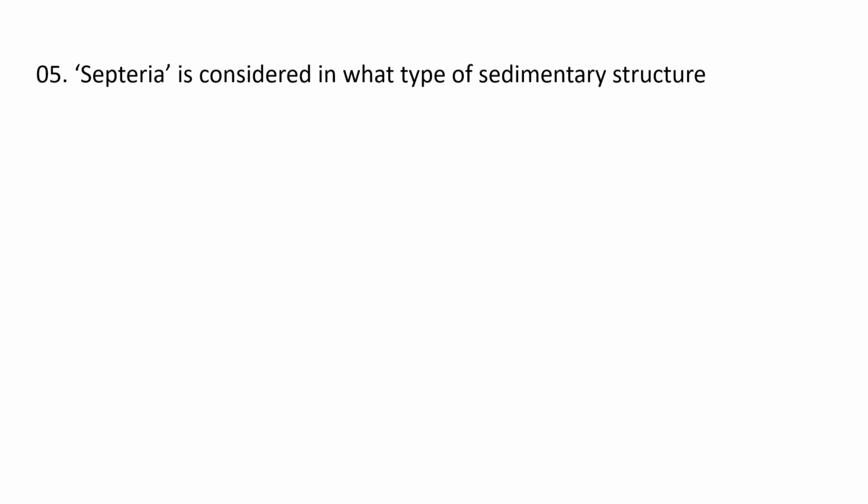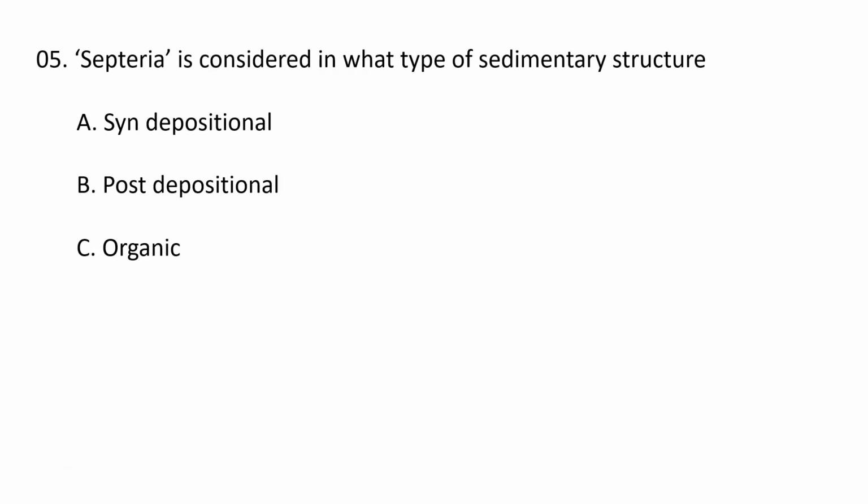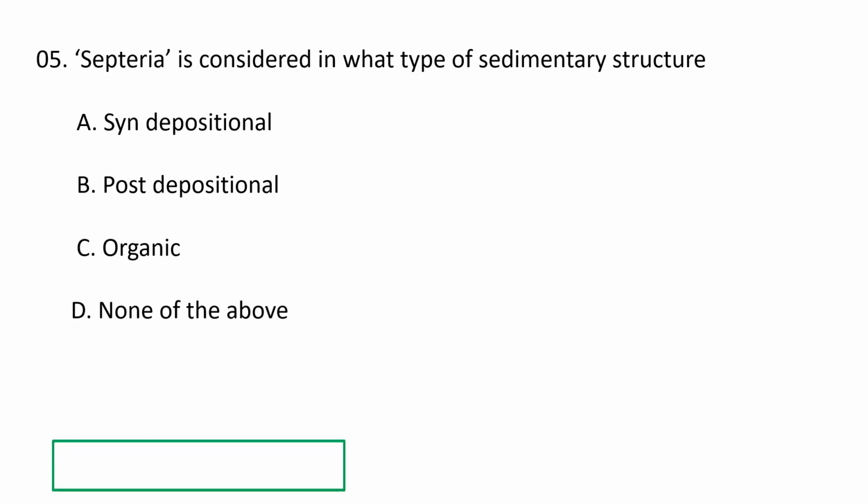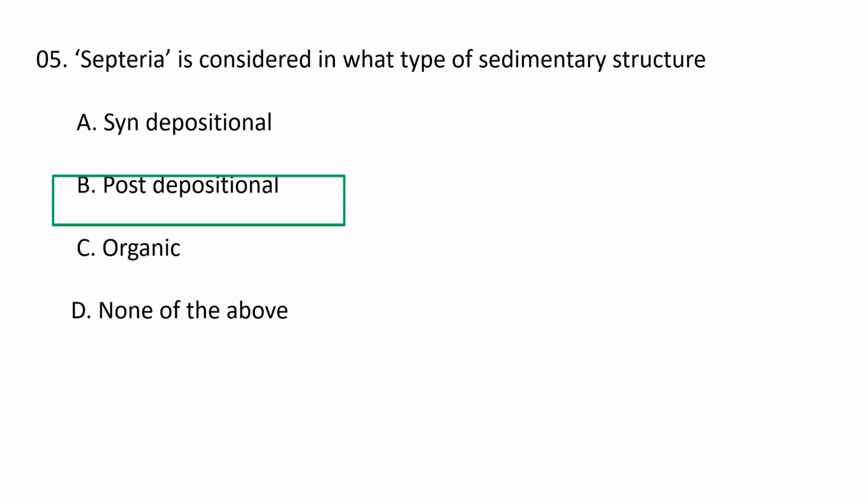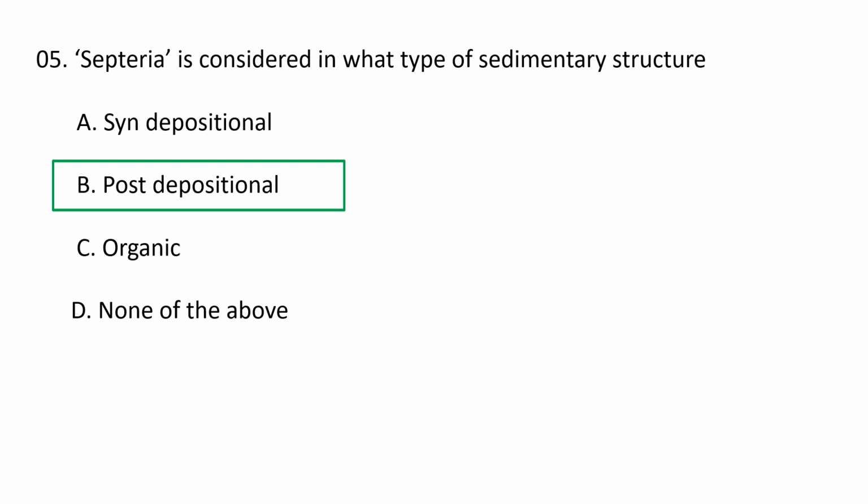Septaria is considered in what type of sedimentary structure? A. Syndepositional, B. Postdepositional, C. Organic and D. None of the above. Septaria is considered in postdepositional sedimentary structure. These postdepositional structures indicate features that are intrinsic to the sediment, maybe desiccation, compaction, salt crust structure, and these are formed accidentally. So septaria is considered in post-depositional sedimentary structure. D is the correct option.